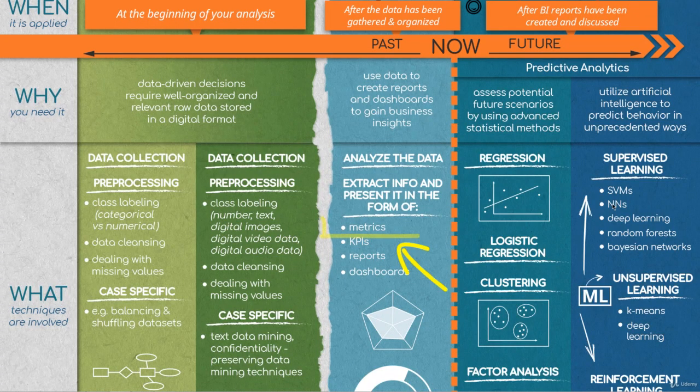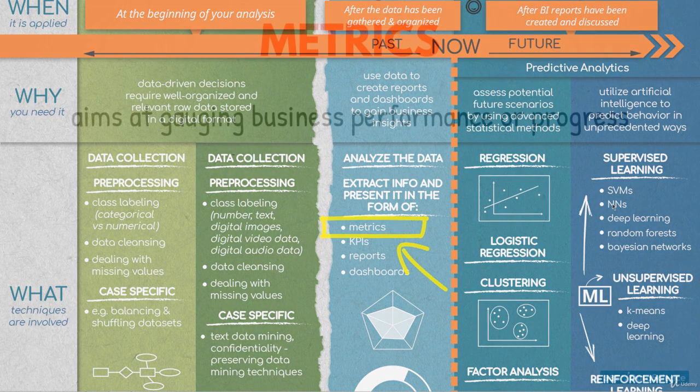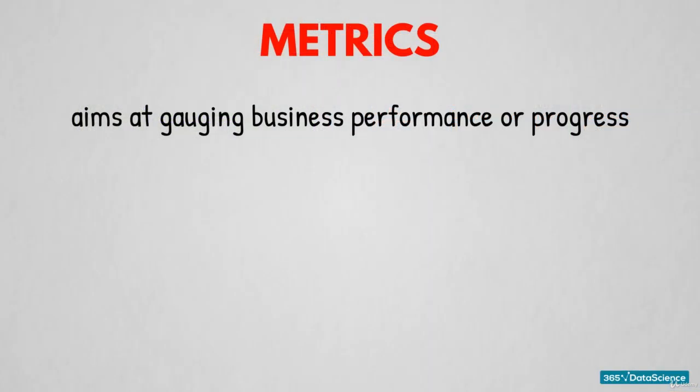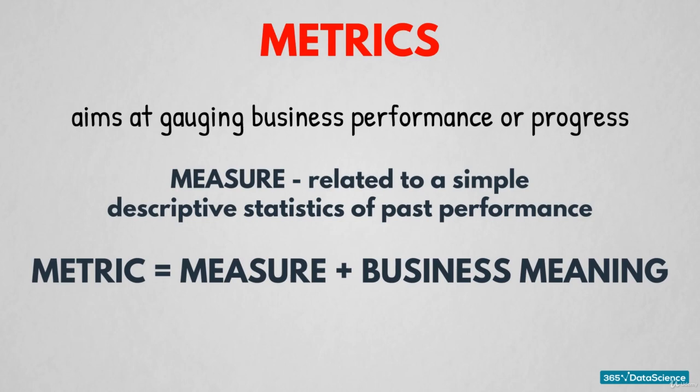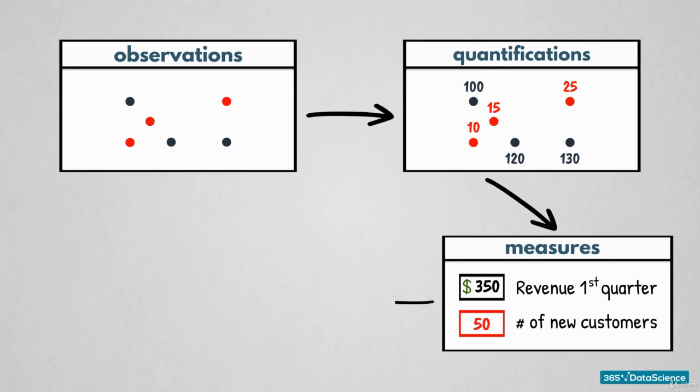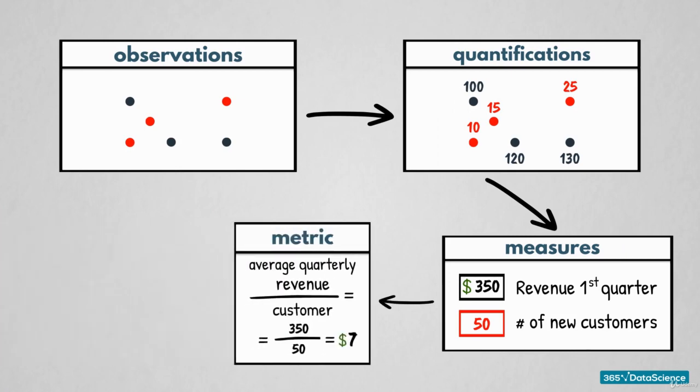Do you know what a metric is? A metric refers to a value that derives from the measures you have obtained and aims at gauging business performance or progress. To compare, if a measure is related to something like simple descriptive statistics of past performance, a metric has a business meaning attached. Let's exemplify this. If you estimate the average quarterly revenue per new customer, which equals 350 divided by 50, that is $7. This is a metric. Once again, it is not just a number, but a number that bears a business meaning.